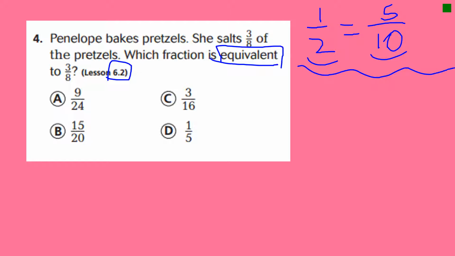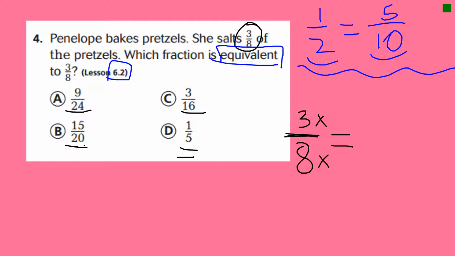All right, so we're not dealing with halves, though. We're just using them as an example. So let's see. 3/8 is equivalent to, let's look at our choices. A is 9/24. B is 15/20. C is 3/16, and D is 1/5. Okay, so basically all of those except for D are greater than 3/8, right? So I have a feeling that we are going to have to use multiplication to find the equivalent fraction.